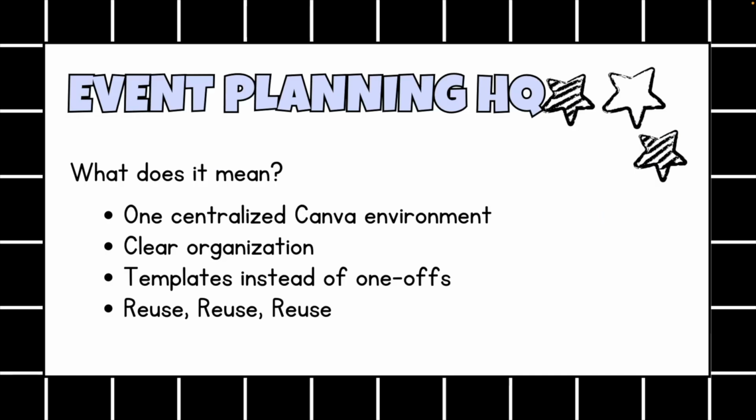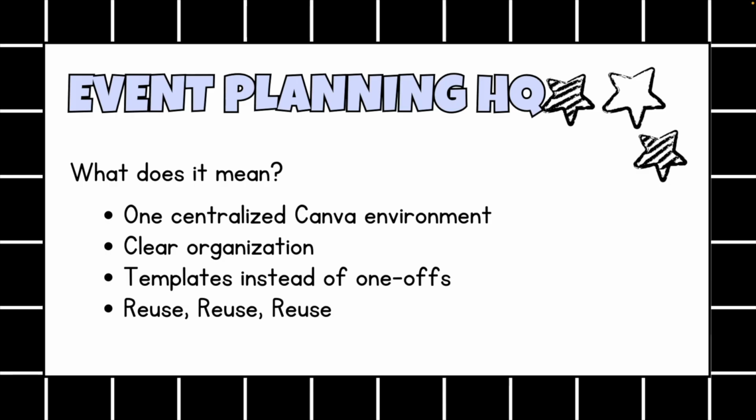I've kind of already alluded to this, but essentially, picture this: a single centralized Canva environment where everything you need for an event is neatly organized and easily accessible. The really key goal is clear organization. More importantly, instead of creating one-off designs each time, we're going to leverage the use of templates. And templates are so powerful. They save time and ensure consistency across all your projects.